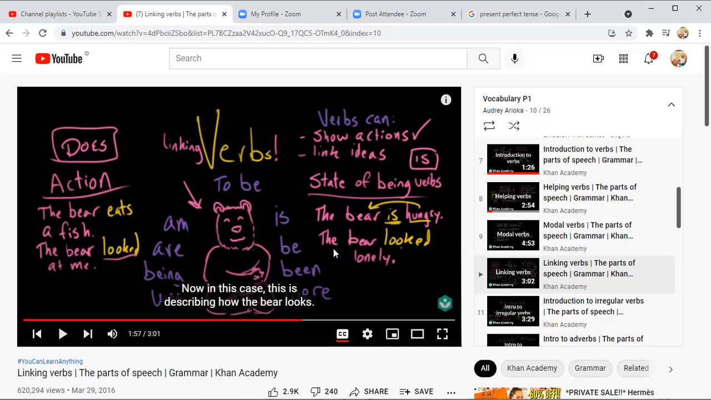So, like, it's just describing how the bear looks, right? It's describing the bear.